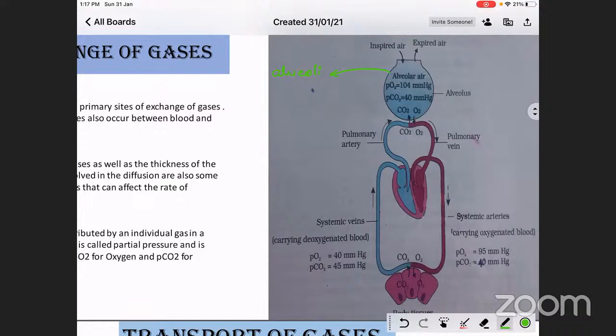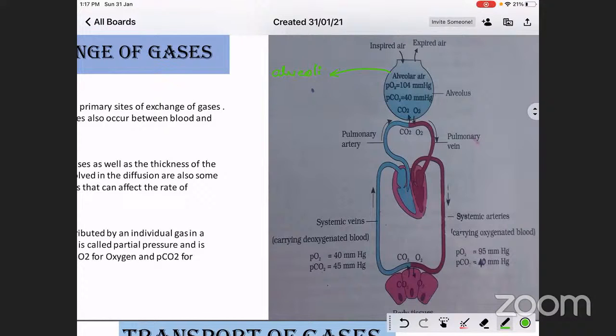Other than the alveoli, along the tract we have followed from the external nostril up to the alveoli, we will not see much exchange of gases. Up to the terminal bronchioles there is no exchange. From the respiratory bronchiole to the alveoli there is some gaseous exchange, but the majority of the gaseous exchange takes place in the alveoli only.